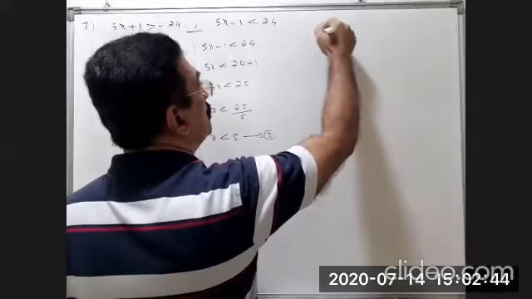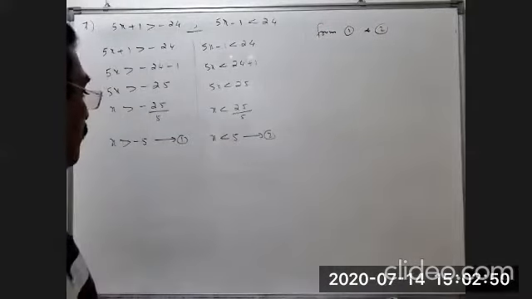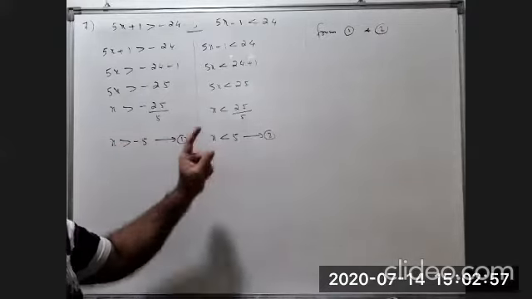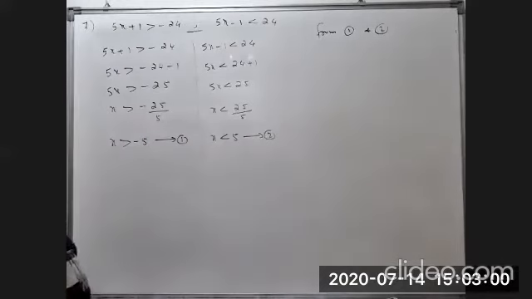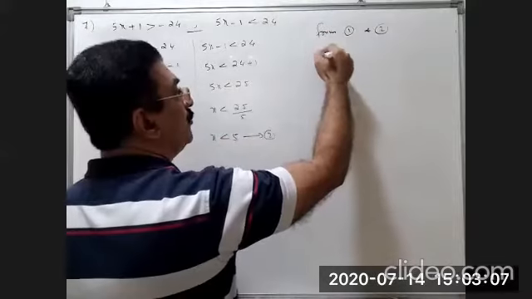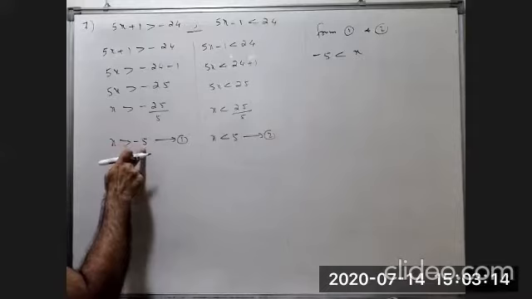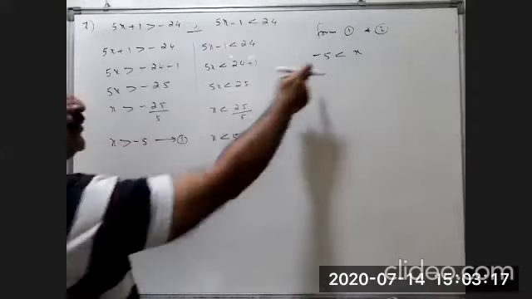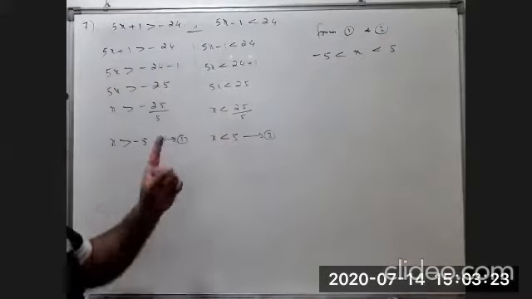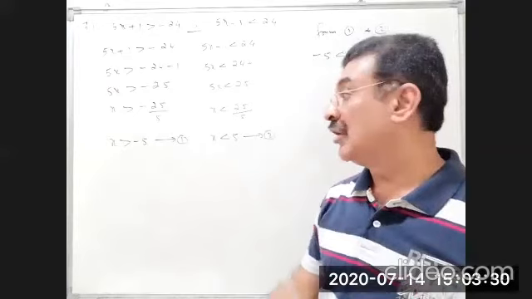Now from 1 and 2, how to combine this? See, always see that this is greater, this is smaller. In such cases, always start with the smaller one. Out of minus 5 and 5, minus 5 is smaller. So start from smaller to bigger. So x greater than minus 5 means, in reverse order, minus 5 less than x. Minus 5 less than x, less than 5. So combining these two inequalities, we can combine starting from the smaller one.